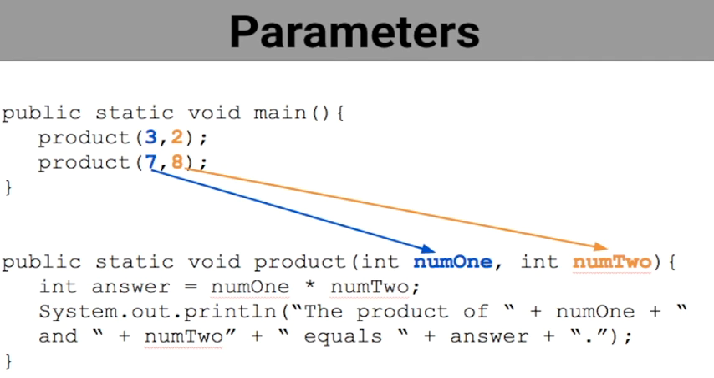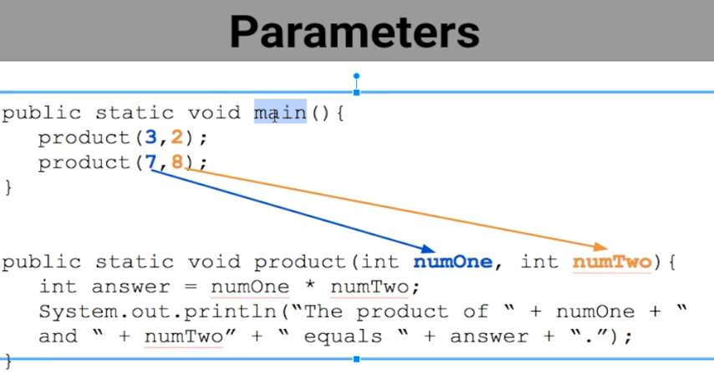In this one, this is my main code, and we know that we always start with the main. Basically what I'm doing in this code is invoking the product method. I'm saying, okay, this is my main code, you're going to call product, and you're going to send 2 parameters down. And you're going to call it again and send 2 different parameters down.